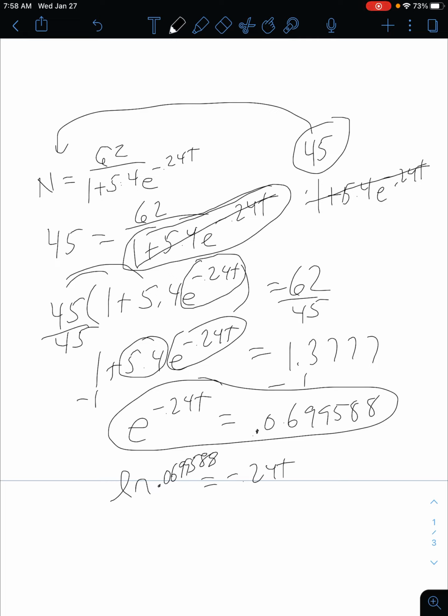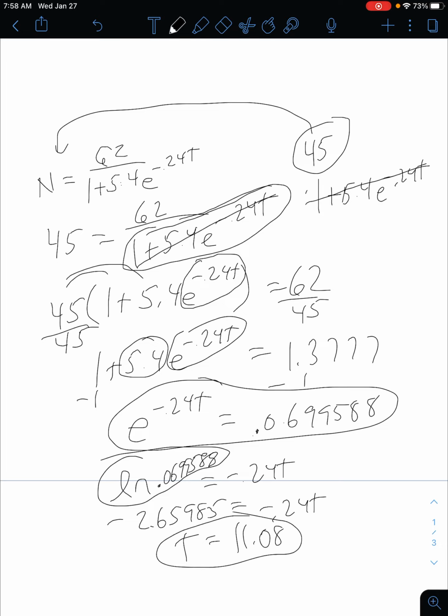Once you switch the form, then you get your calculator ready, because you just enter this in your calculator and it's going to give you a number. It'll say negative 2.65985. And then divide both sides by negative 0.24, and you get your answer. So it's going to take that many weeks.